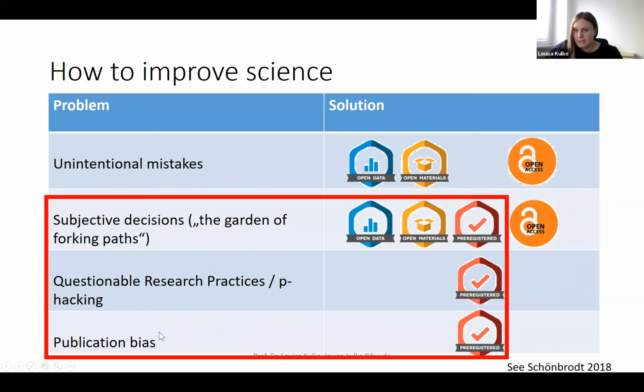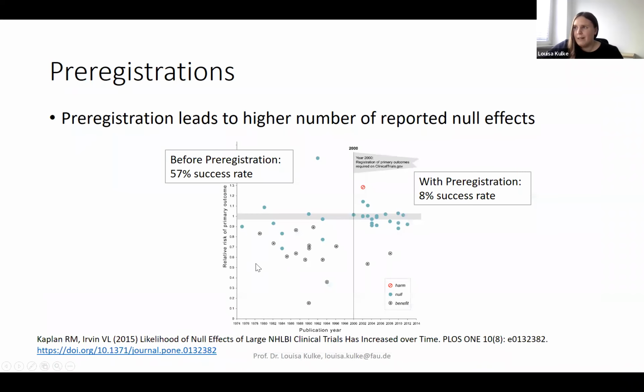Why is that the case? Well, a while ago, pre-registration wasn't so common. And if you look here at the publications, this is about clinical trials. A lot of the trials had a success rate of 57%. And then in the year 2000, pre-registration was made binding. So you should always pre-register your trials. And from then on, the success rate of trials was only 8%.